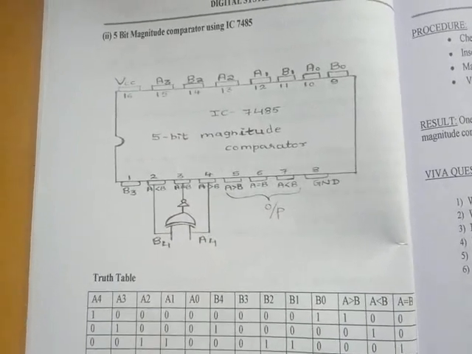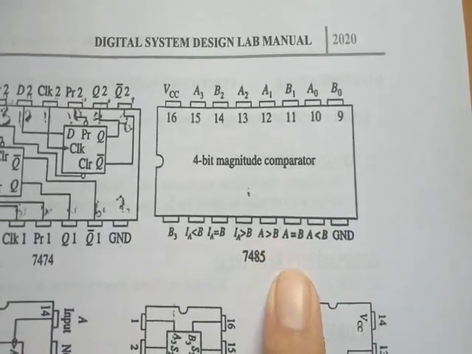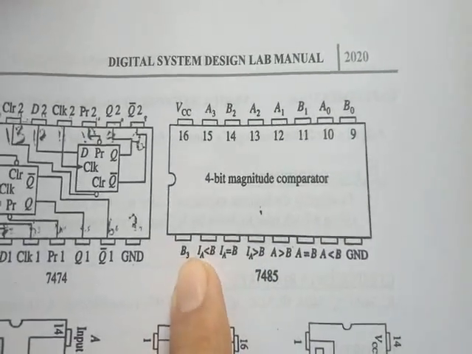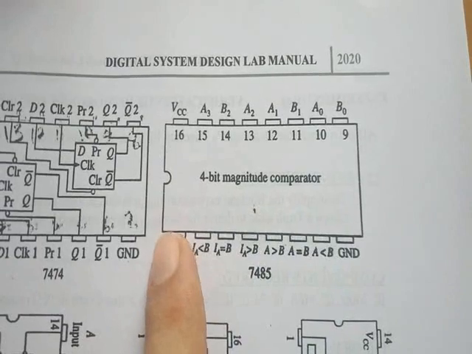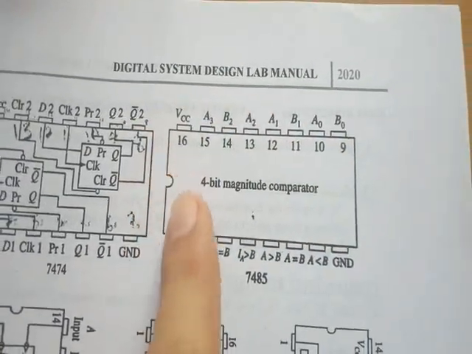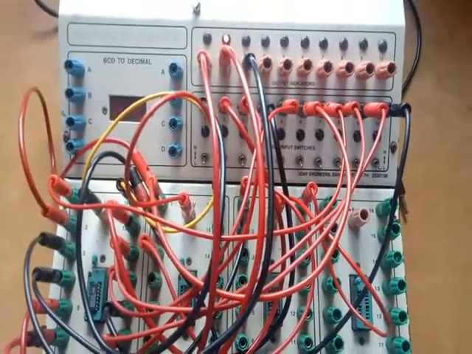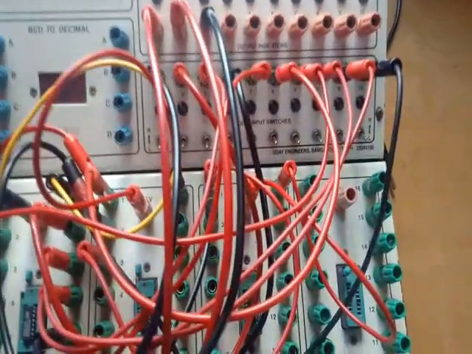We do this by seeing the pin diagram of 7485. So here we have the pins of 7485. As per these pin numbers, it starts from 1 here, 1 to 8, 9 to 16. As per this, we have made the connections on the trainer kit. So let us verify the results.